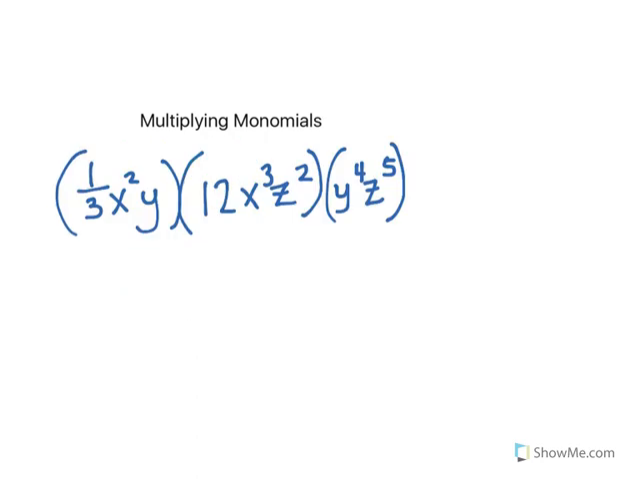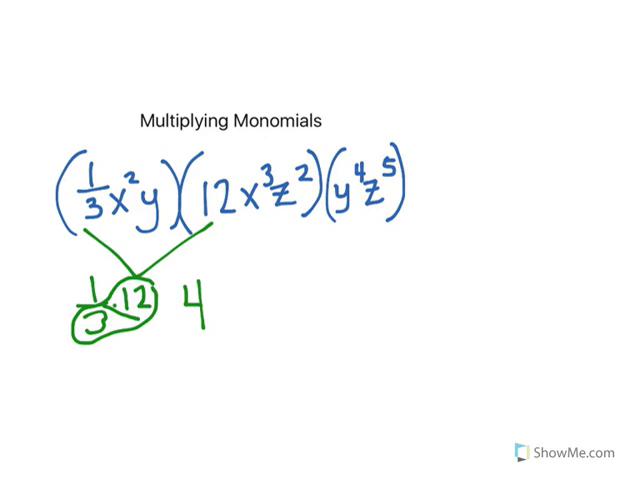Okay, here's another example that I want you guys to copy down, and it's multiplying monomials. Notice how there's no addition or subtraction sign in between. We're just multiplying these. And with these, we are going to group together the numbers. So we have 1/3 times 12, which, anytime you multiply a fraction by a whole number, all you're basically doing is dividing. So 12 divided by 3. And that's going to give us a 4.